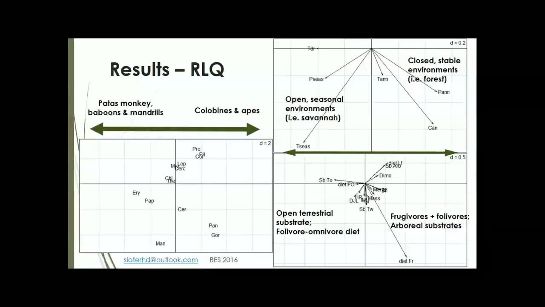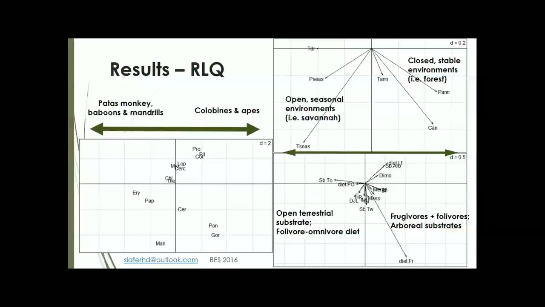And then along here, this is the L matrix, so that's site by environment. You've got temperature diurnal range, so the range of temperatures during the day, precipitation seasonality, and temperature seasonality along this side. So these are open, more seasonal environments, so for example, savanna. And then along here, you've got annual precipitation and canopy height. So these are going to be more areas like tropical forest and closed, more stable environments.